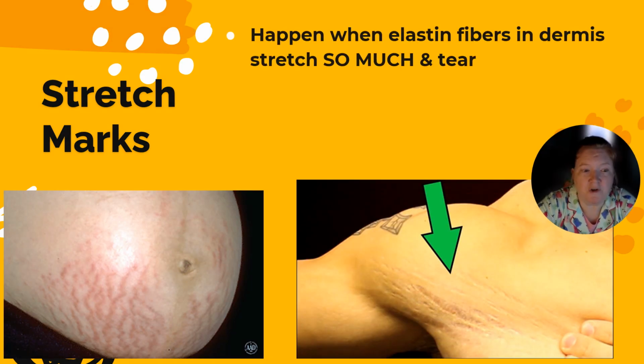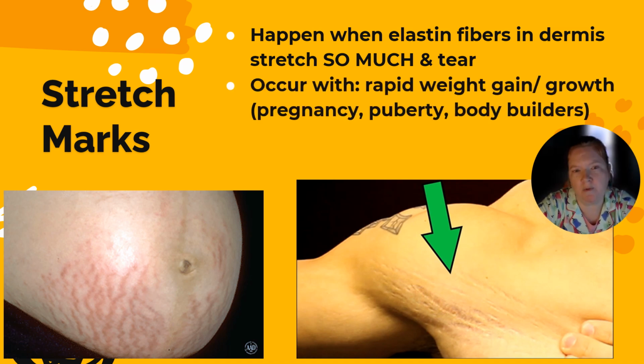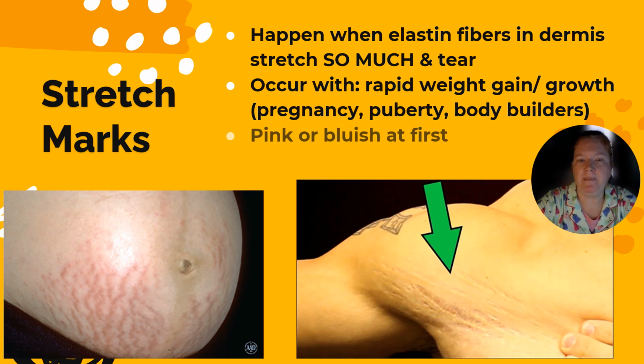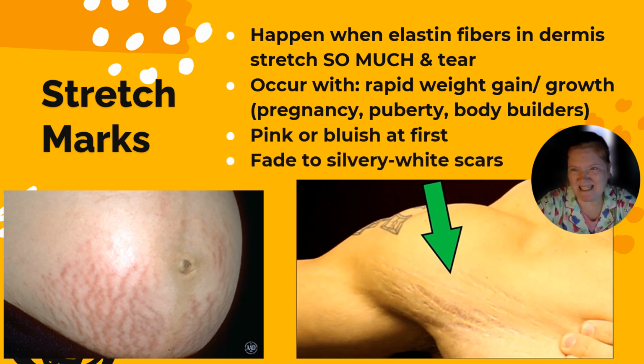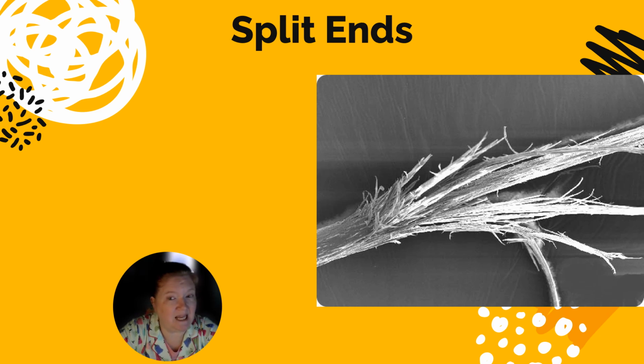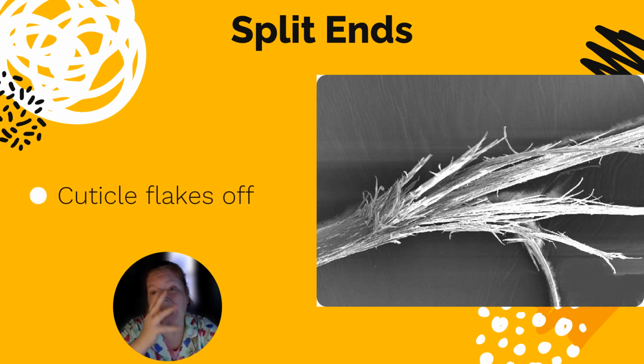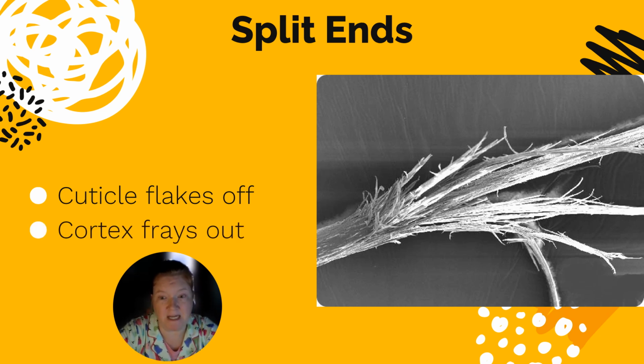Stretch marks. Stretch marks happen when the elastin fibers in the dermis stretch so much that they tear. So it occurs with rapid weight gain and growth. So that's pregnancy, puberty, also happens in bodybuilders. They're typically pink or bluish at first, and then they fade to these like silvery white scars. Can also have split ends. That's where the cuticle, that outer covering on the hair, flakes off and the cortex frays out.